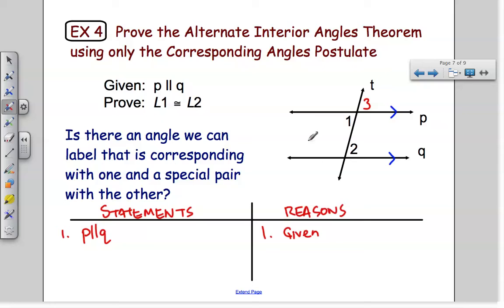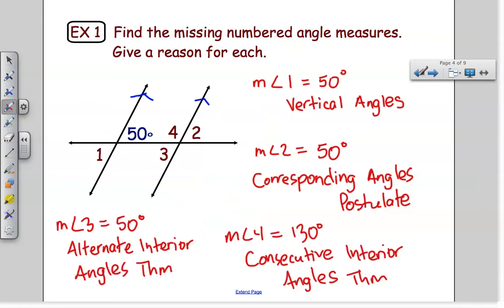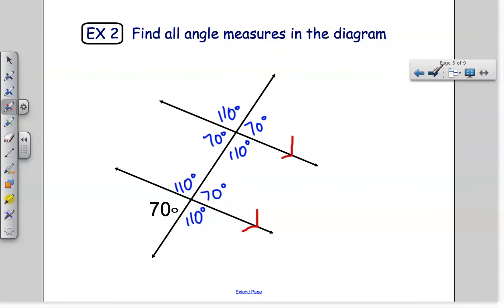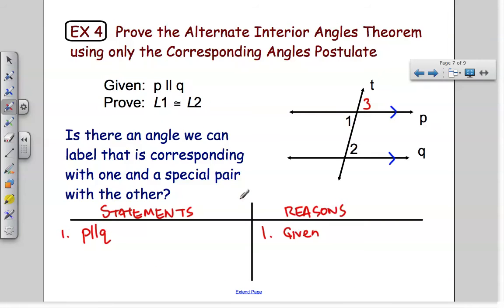Now remember, the only thing that I can use is corresponding angles postulate, which says if two parallel lines are cut by transversal, corresponding angles are congruent. Let me go back and check that. Right? If two parallel lines are cut by transversal, then corresponding angle pairs are congruent. That's corresponding angles postulate. So, since I can use that, I know P and Q are parallel lines.